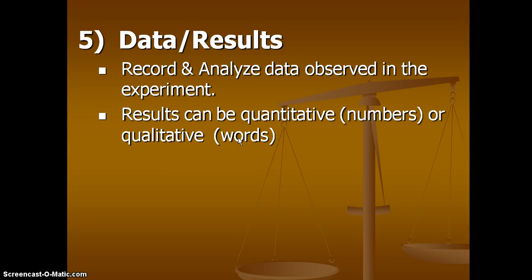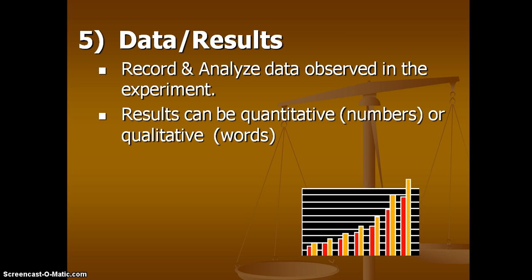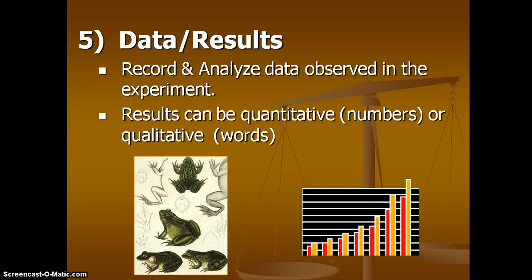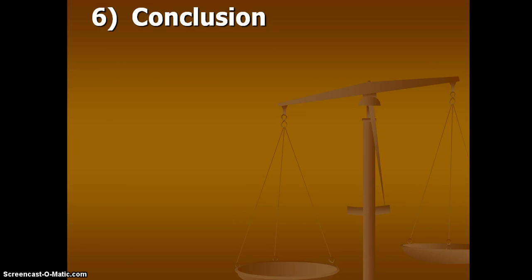An example of quantitative would be 40 centimeters. An example of qualitative data would be the rose is red. What would you say about the quantitative data on a frog? We could say that there's 4 legs because that's a number, that's quantitative. I could say the frog is green, and that's qualitative.